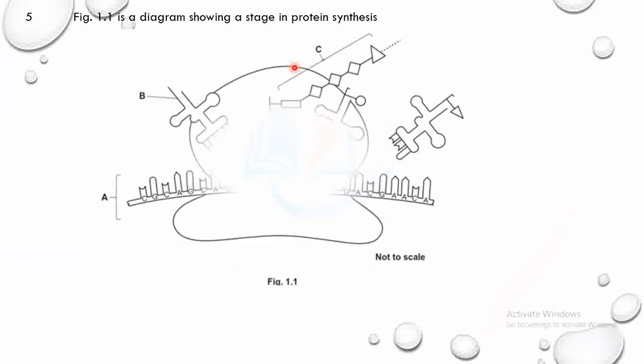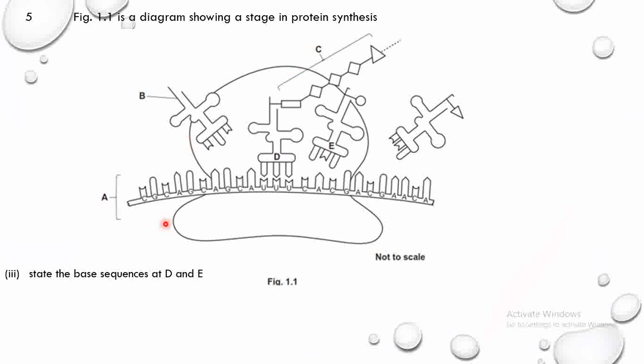Okay, 3 marks. Fig 1.1 is a diagram showing a stage in protein synthesis. I think it's the same here. So next question, state the base sequences at D and E. So yes, pause the video. What are the base sequences at D and E? You can see D. Look at it. This is the anticodon of transfer RNA. This transfer RNA is complementary to this codon on messenger RNA. This is messenger RNA, so this is going to be complementary to A. So D should be AAA.